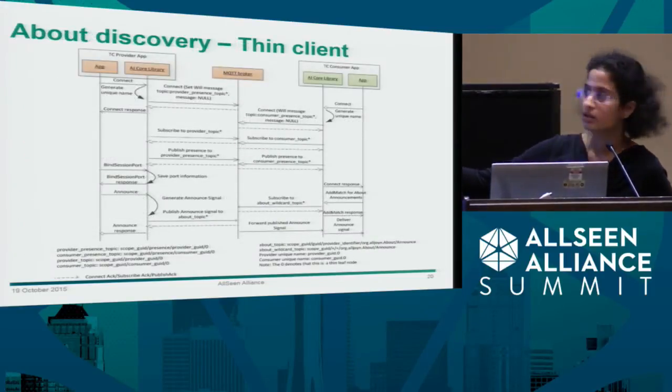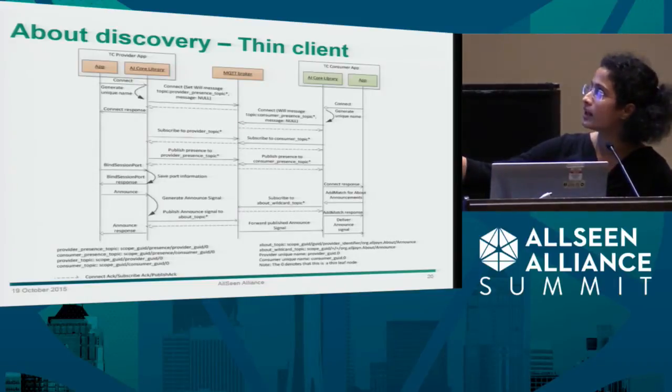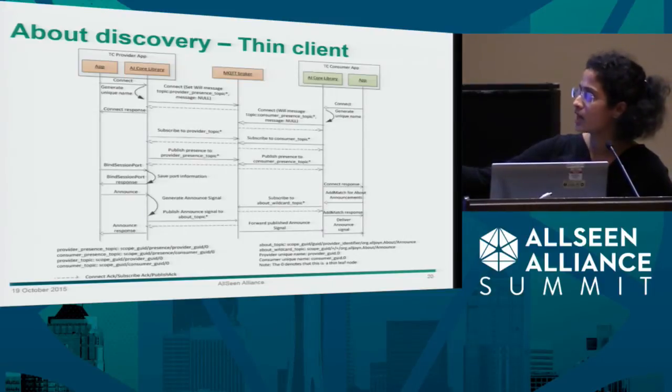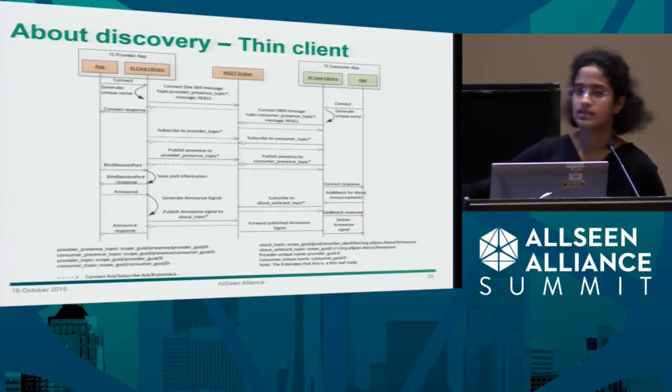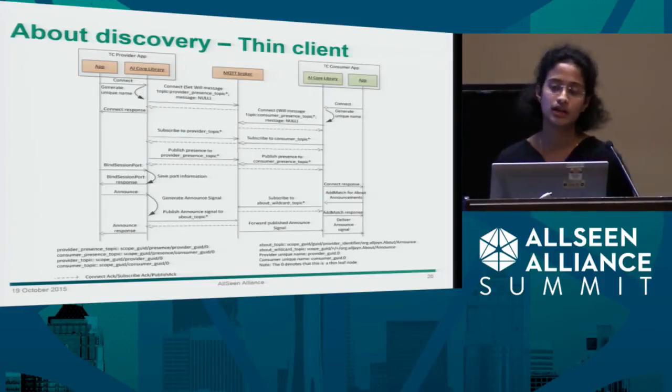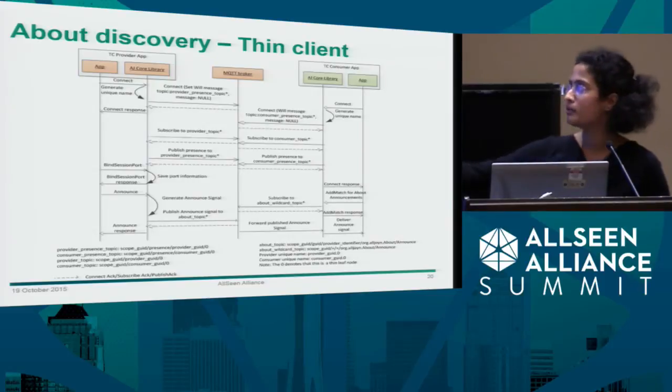So as we see here is the connect. The thin client connects to the library, as a part of which the library connects to the broker, and it sets the last will. In addition, it subscribes to the unique name topic and publishes presence. So that is done by both ends. One key difference to note here is that since the thin client is not connected to a router, it must manage all the session port information locally. So that is done here.